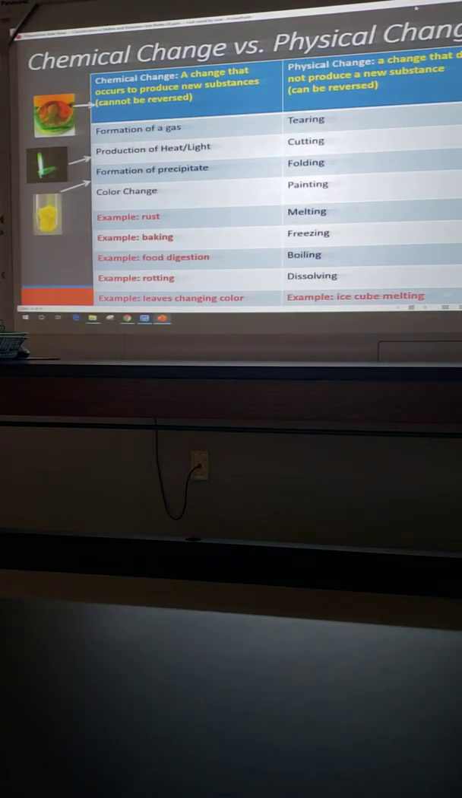So let me write these up here. Burning, and for me, my family would say that's how I cook. So burning, cooking, rotting, right? Those things are always dealing with chemical. Always chemical. No question about it.